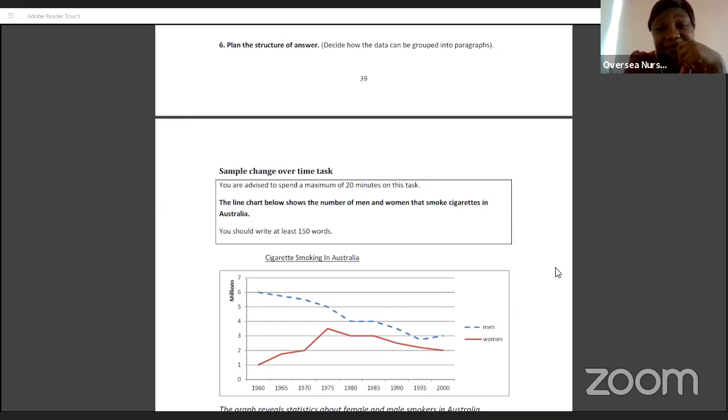Do you understand? So if we say that it is a statistics showing the male and female smokers in Australia, you see that? Have we not gotten something different? Male and female smokers in Australia. So now let's look at it. For us to get our overall statement, how do we start? You look at this, what will you say as your overall? Look at that of the men in 1960.